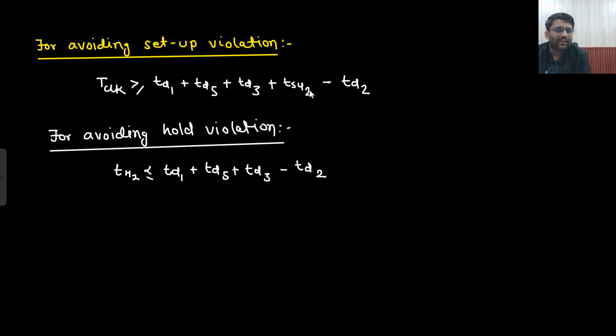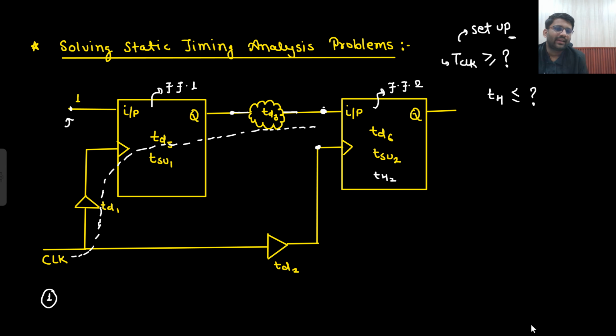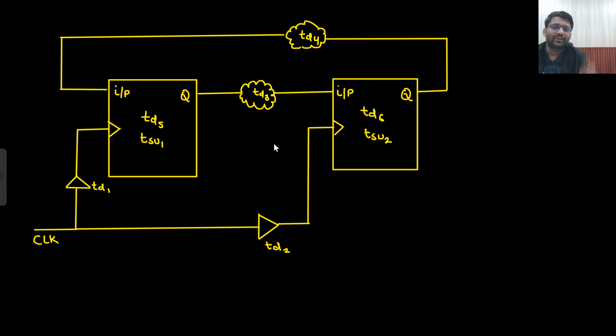TD1, TD5, TD3, TD setup, all these values will be given. Your answer would be achieved. That's it. So here the scenario was that this input was not fixed, but this was fixed. But now let's consider this particular scenario. Is this input fixed? No.